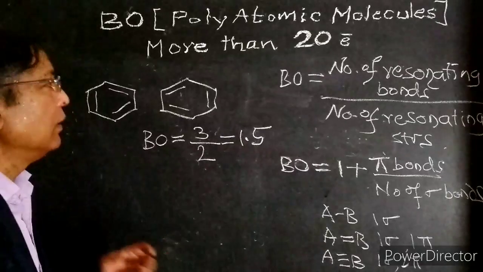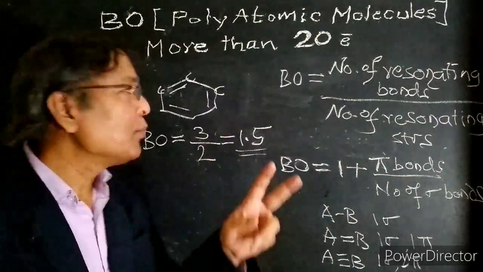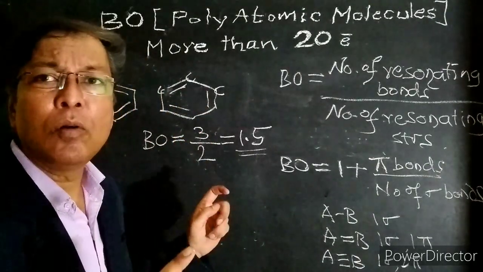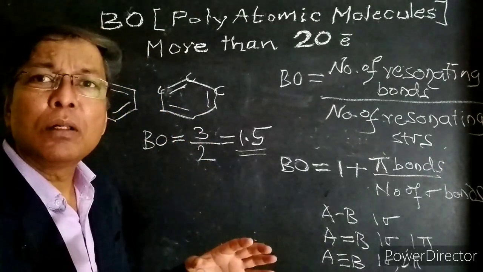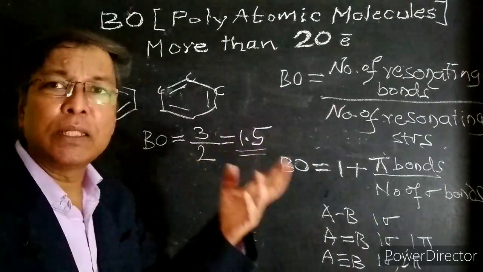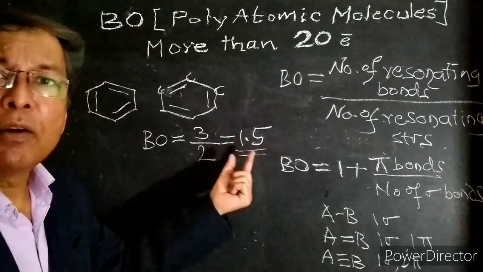What does this mean? This means that the bond between 2 carbon atoms in benzene is neither a pure single bond nor a pure double bond. It is a resonance hybrid of single bond and double bond. Therefore, its bond order is 1.5.